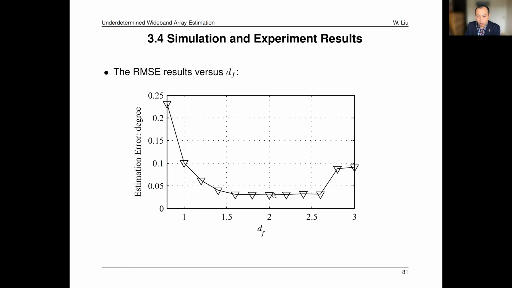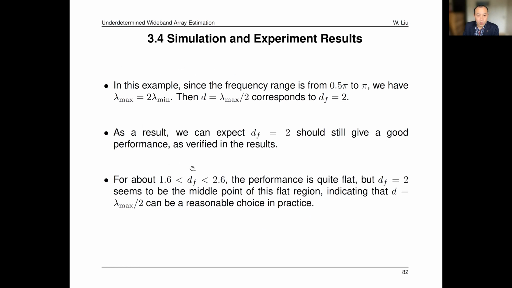This looks like the middle point of this curve, right? So in practice, we could choose lambda max over 2 as the spacing, because if you increase it further, there's no gain anymore, and you have the disadvantage of a large array. It will be bulky, and carrying it around will be more difficult. You have further and further improvement until you reach this middle point, so this point is a good choice in practice.